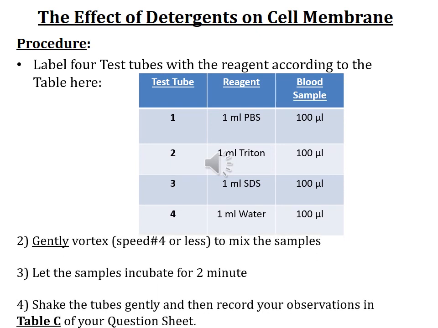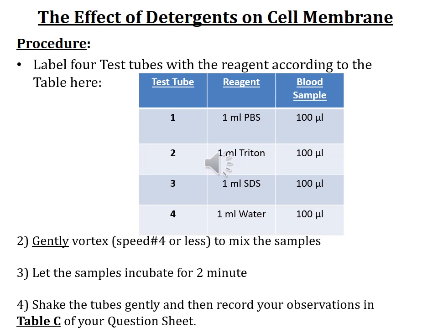Alright guys, so this is the procedure for the effect of detergent on the cell membrane. Step number 1: you're going to label 4 test tubes with the following reagents according to the table here. Test tube number 1 will be your control, which is just PBS, an isotonic solution, no detergent. Then you add 100 microliters to all the test tubes. Test tube number 2, you're testing the first detergent, which is Triton X-100.